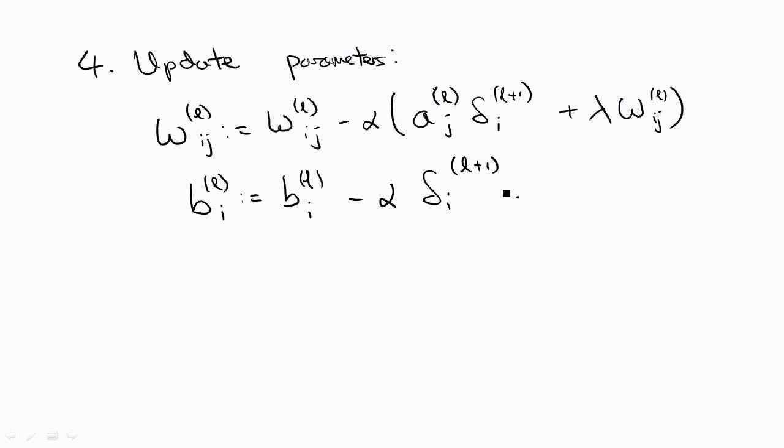Okay, where once again alpha is a learning rate parameter, and you do this for all values of L and all values of I and all values of J.